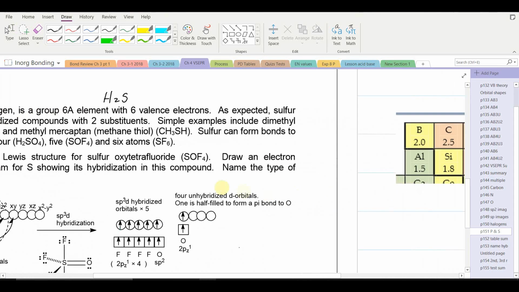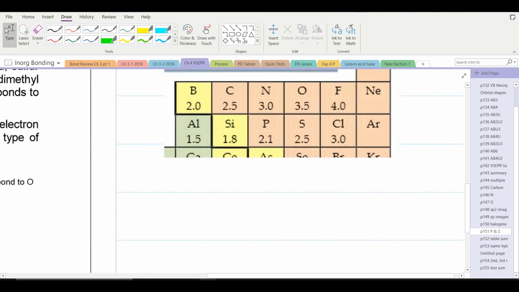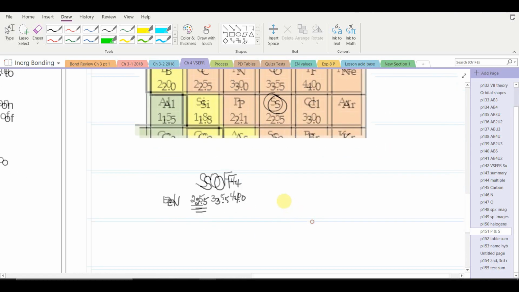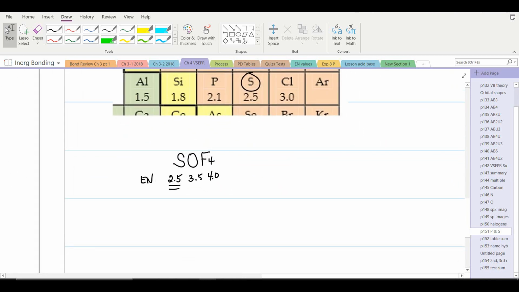We're going to start by drawing the Lewis structure of SOF4. Sulfur is in group 6A, just like oxygen. What are the electronegativity values? 2.5 for sulfur, the same as that of carbon, 3.5 for oxygen, 4.0 for fluorine. Sulfur is least electronegative, and so it's the central atom, plus it has the ability to have an expanded valence shell because it's a third period element.